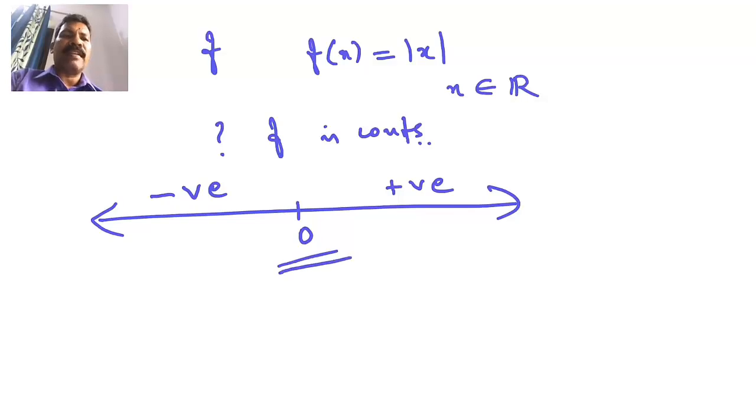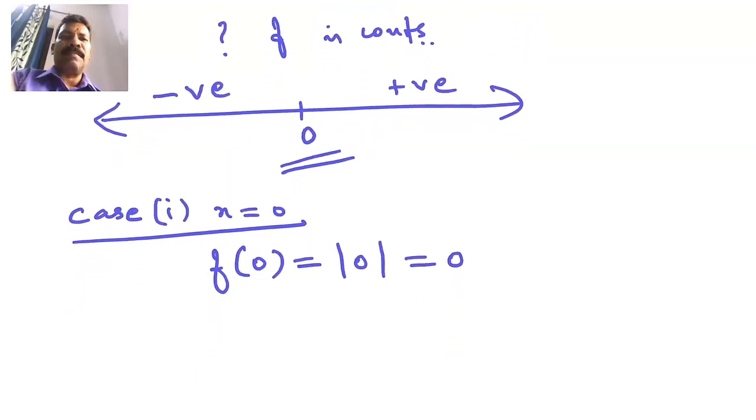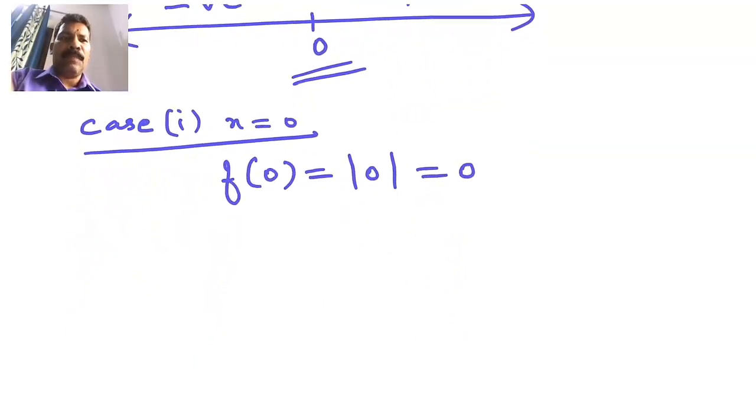First of all, we shall consider 0, that is case 1, x equals 0. So clearly, what is the value of the function at x equal to 0? That is f of 0 is equal to modulus 0, that is equal to 0. So we got the value of the function at x equal to 0.